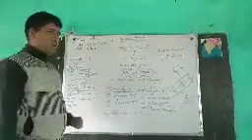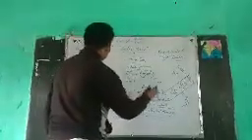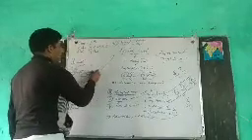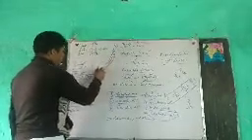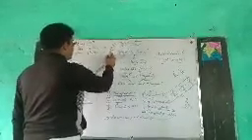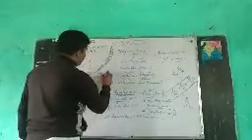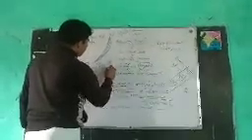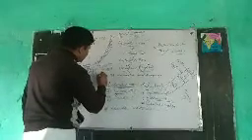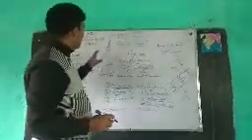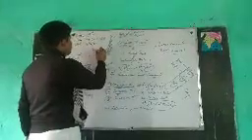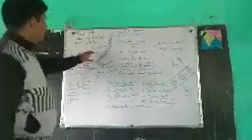Similarly, the second is smooth muscular tissue. What are its cells like? They are spindle shaped, like this type of structure. They are uninucleate, that means there is only one nucleus in them. Also, the striated muscles are voluntary, while these smooth muscles are involuntary. Involuntary means they do not work according to our will. They are involuntary muscles.